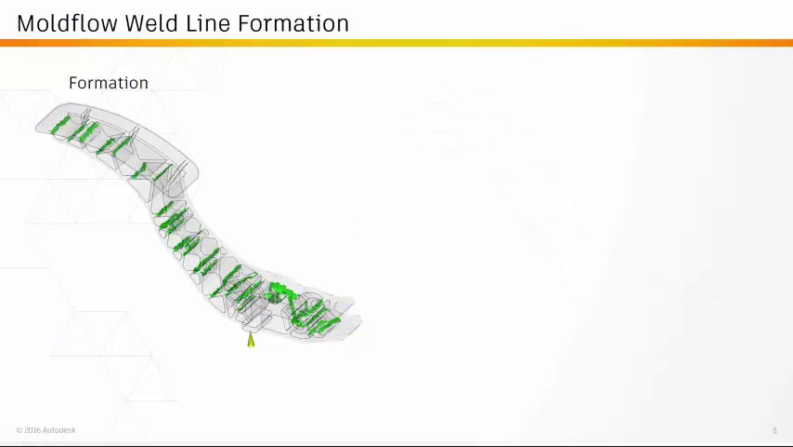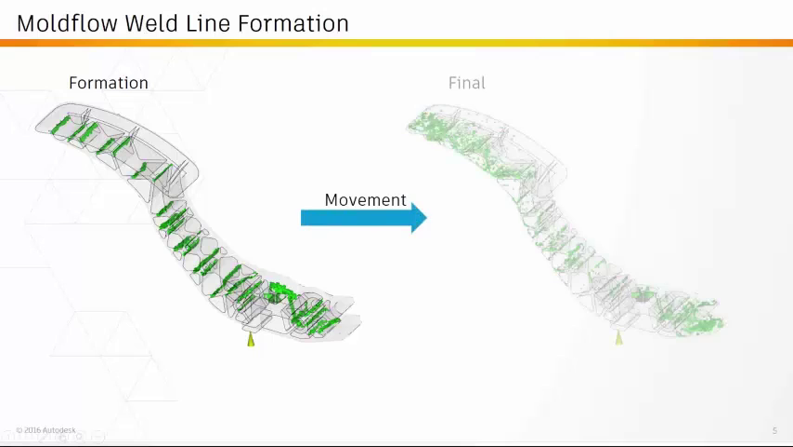To show this, we can look at the formation and movement of a weld line. Here is the prediction of the formation of the weld line using Autodesk Moldflow. Note it corresponds to the same locations predicted in the 2D representation. However, after the weld line forms, it then moves to its final location. The final location of each weld line material location is paramount for predicting the strength of the overall component.